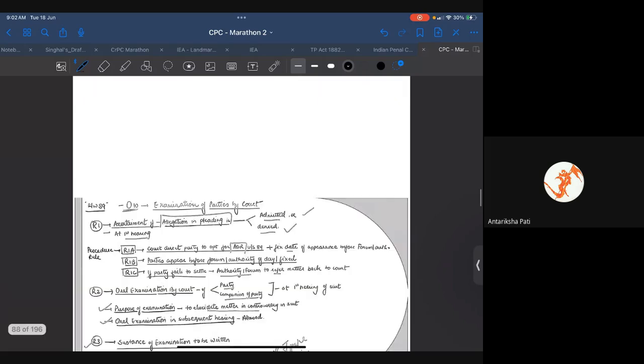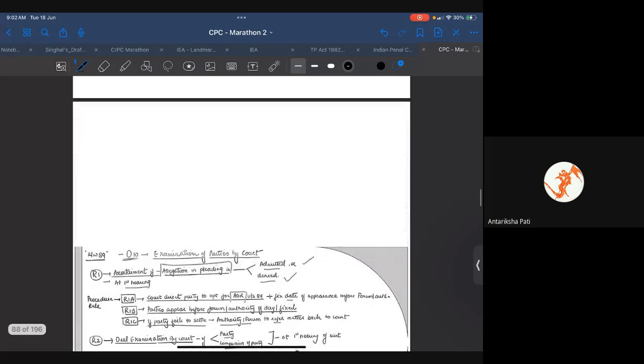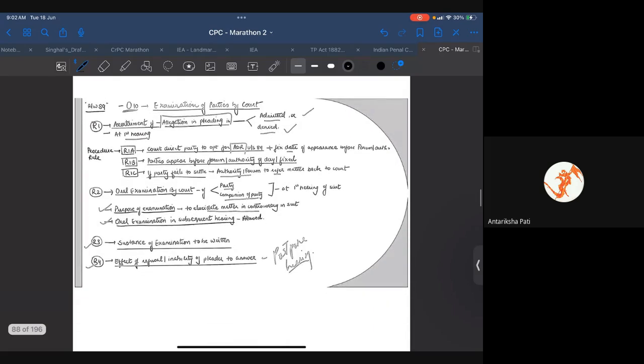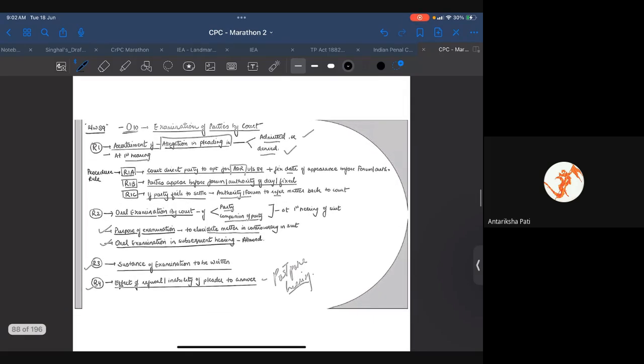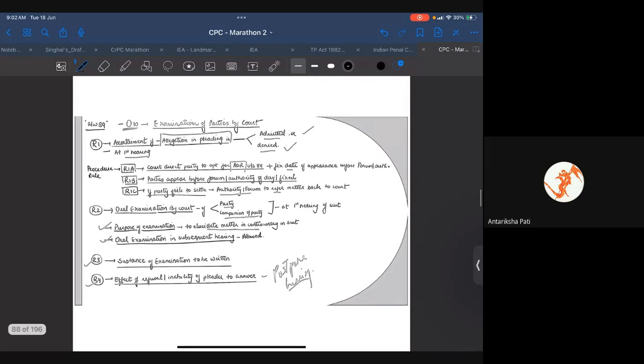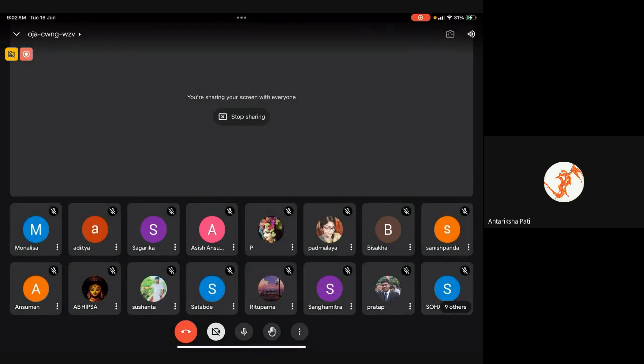Okay, this is it. Order 9, let's keep it till that today, and from Order 10 onwards we will start tomorrow and finish it. Okay, so this is our first part of the CPC marathon, and tomorrow we'll complete the second part of the marathon and complete the CPC. Okay, thank you all, we'll meet tomorrow. Thank you, sir.